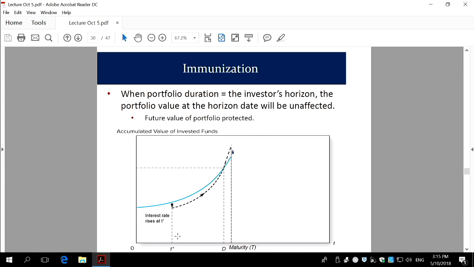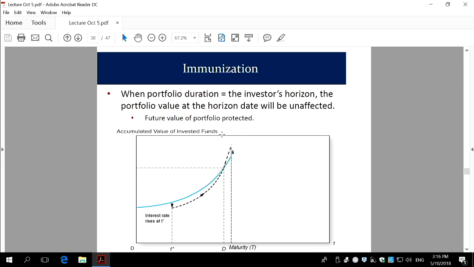But the interesting thing is, today, an interest rate rise will cause the price to drop, but eventually at maturity, an interest rate rise will cause the value to increase. Somewhere in the middle, those two things will cross. And this is the duration. If your investment horizon is right at this duration, then the value is constant. No matter whether your interest rate goes down or up, your portfolio value would be constant, unchanged. So this is a nice thing about duration.